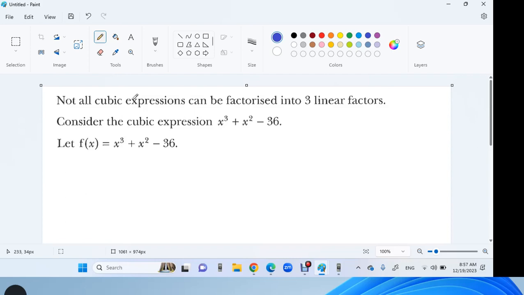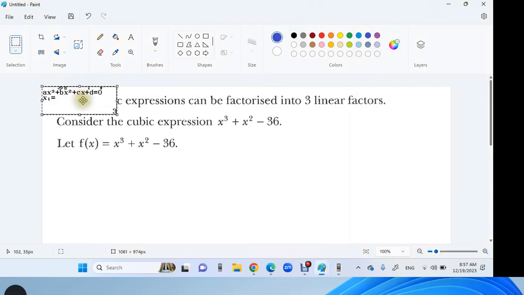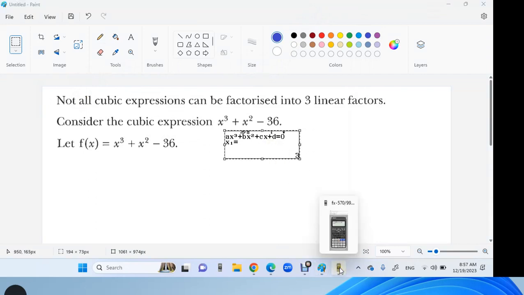But actually, not all cubic expressions can be factorized into three linear factors. Okay, so we consider x cubed plus x squared minus 36 here. We try with the calculator and then polynomial degree 3. Then we enter 1, 1, 0, negative 36. Then we have 3. And we have i here. Okay, i is imaginary number. So that means that one is not a root for this equation.